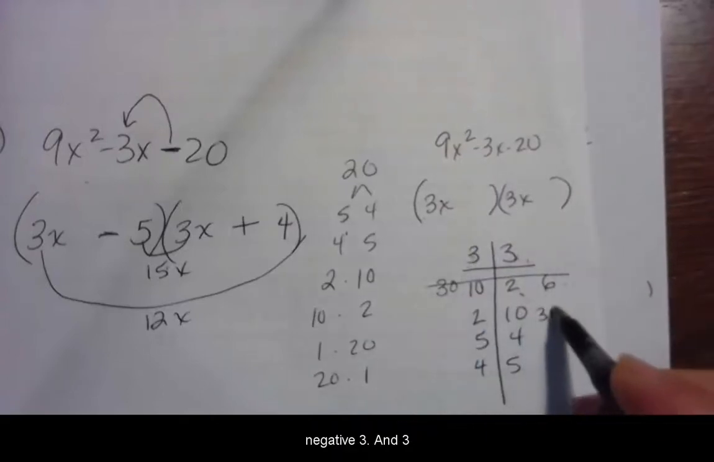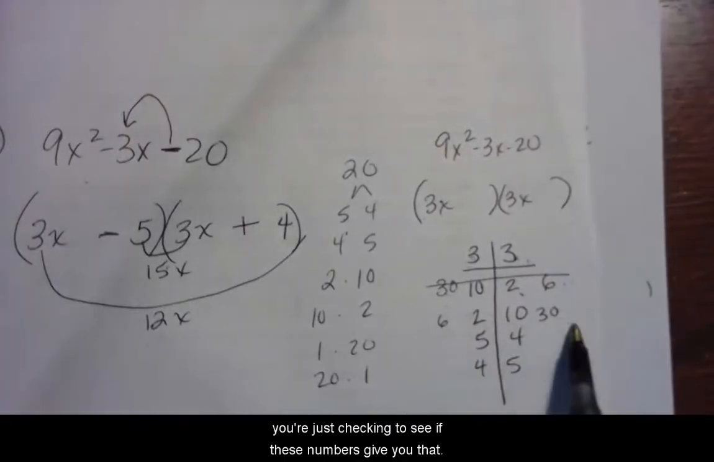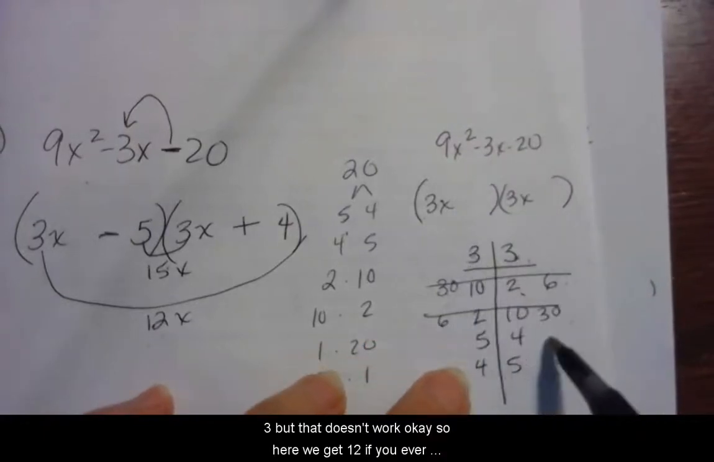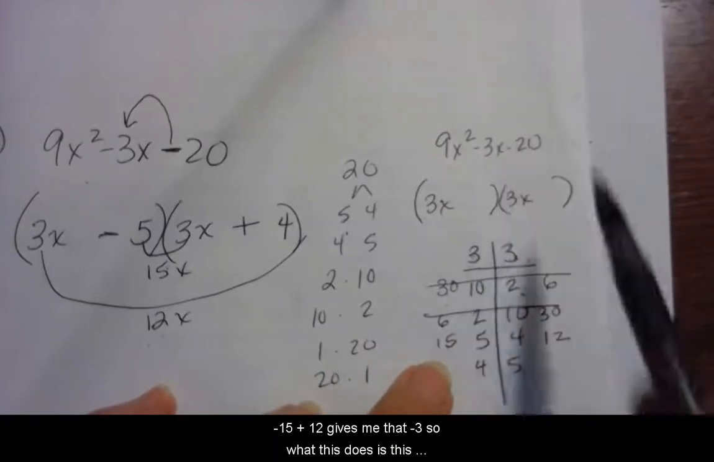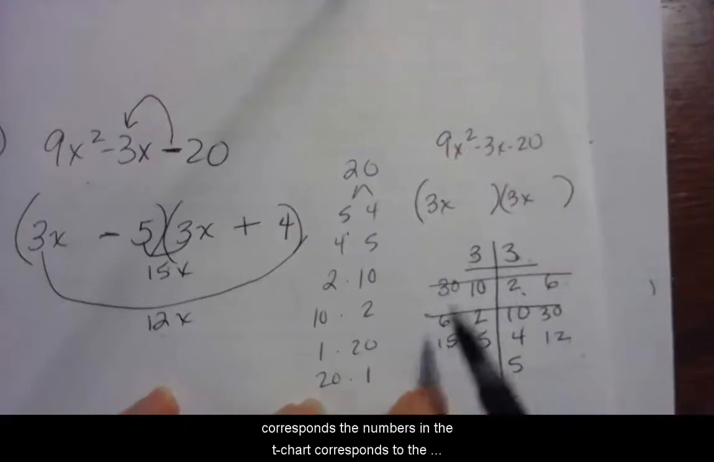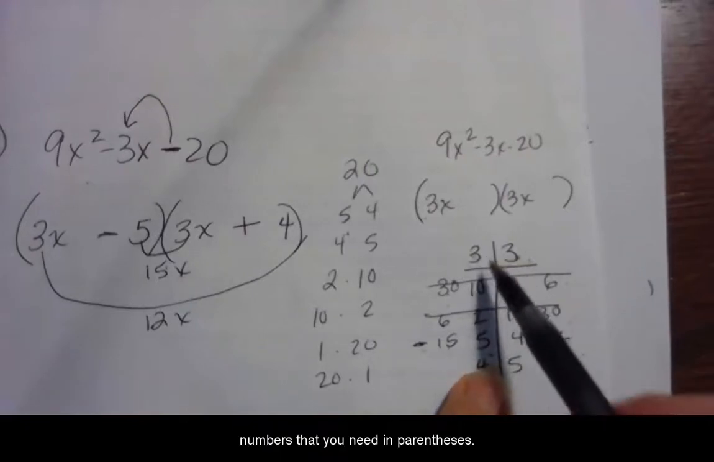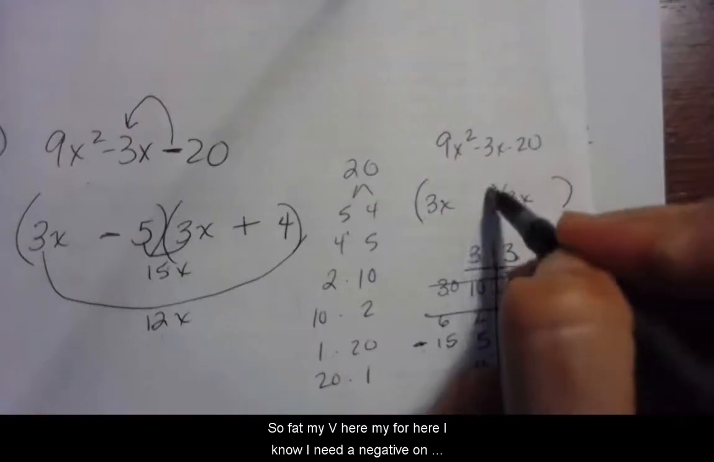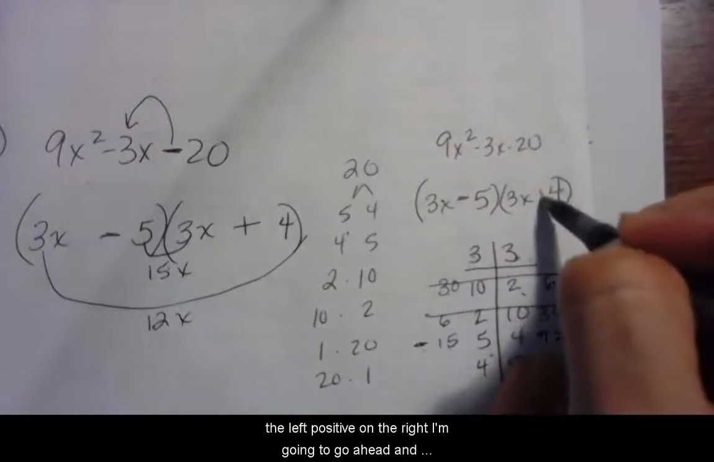And 3 times 10 is 30, and 3 times 2 is 6. Again, you're just checking to see if these numbers give you that -3. So that doesn't work. Okay, so here we get 12, and here we get 15. And so obviously -15 plus 12 gives me that -3. So the numbers in the T-chart correspond to the numbers that you need in parentheses. So put my 5 here, my 4 here. I know I need a negative on the left, a positive on the right.